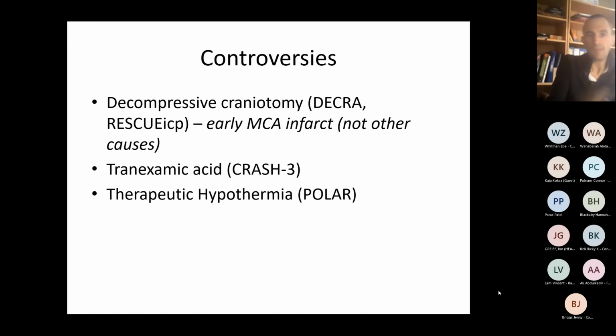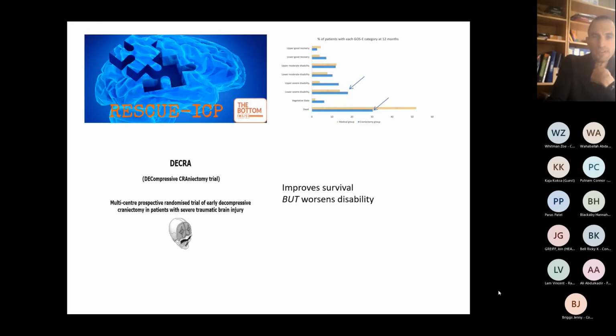So talking about some controversies. So the three more later bits of research I'm going to talk a little bit about. So decompressive craniectomy. Now I mentioned that decompressive craniectomy is now pretty much only in malignant MCA infarcts. So that was after the RESCUEicp trial, which just simply showed that those patients might survive for longer, but they tend to be more disabled and tend to have a poor outcome overall. So the guidance is that they really shouldn't be offered that therapy.